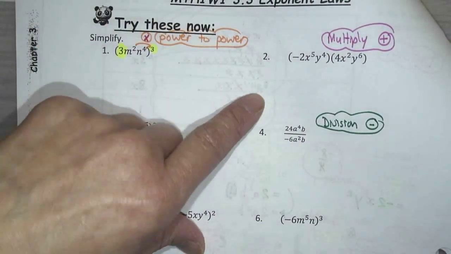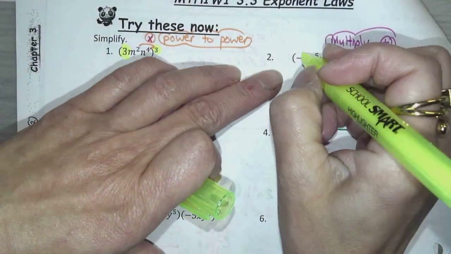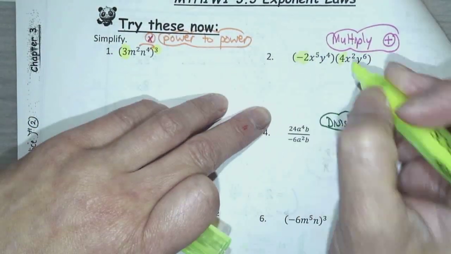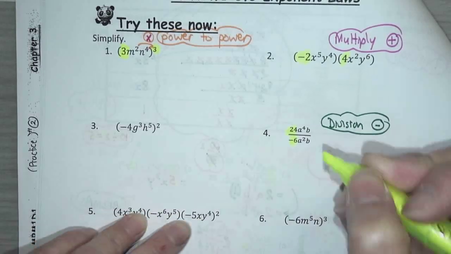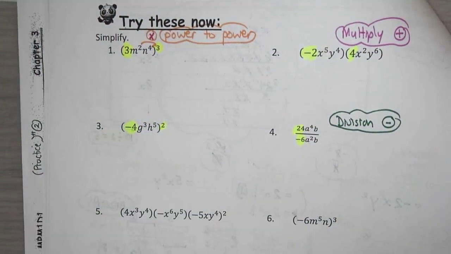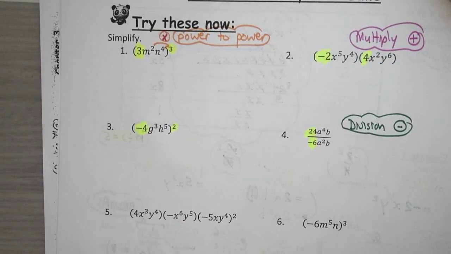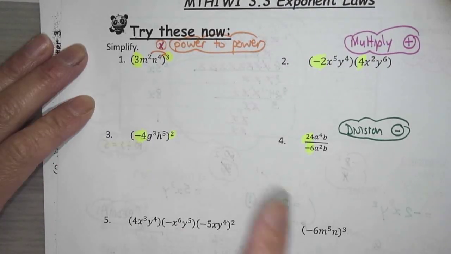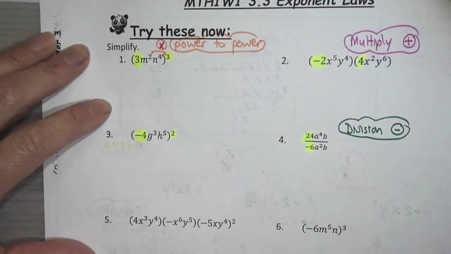But the numbers act like numbers. The numbers are treated just as a number would be. So these guys here, the numbers in front, are just the numbers. The numbers act like a regular number, but the variables have a special rule, basically the 3 rules. So let's try this first one.